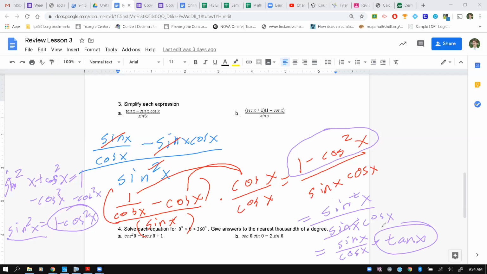There's probably a quicker way to get that. But as long as you get tangent of x as your final answer, the particular way you do that doesn't really matter.